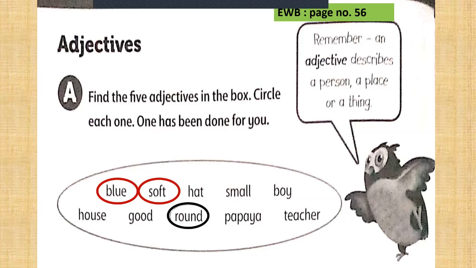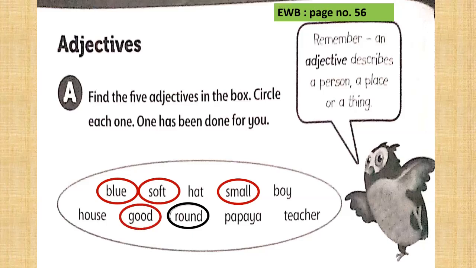Small, is it an adjective? Excellent, children. It is an adjective. Boy, good. It is not an adjective. How about house? No, it's a noun. How about good? Yes, it is an adjective, so you have to circle it.